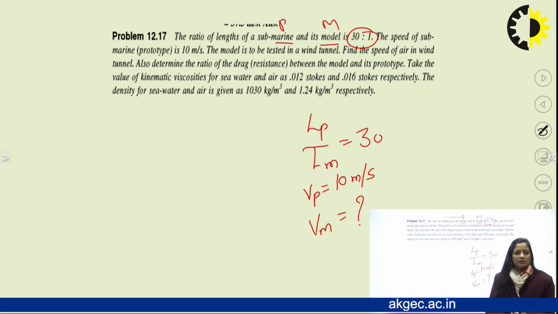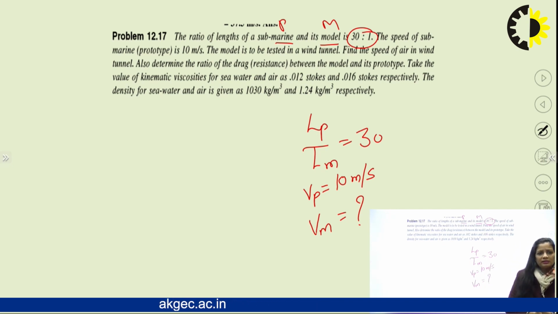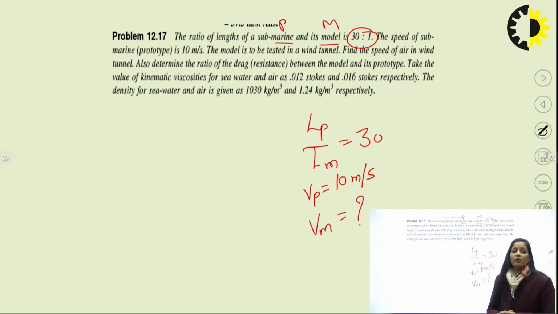So we need to know what is drag, what is resistance. We are going to discuss it. Take the value of kinematic viscosity for seawater and air as 0.012 Stokes and 0.016 Stokes respectively. The density for seawater and air is given as 1030 kg per meter cube and 1.24 kg per meter cube respectively. So in this particular question they are asking for the ratio of drag resistance between model and prototype, and also the other question.